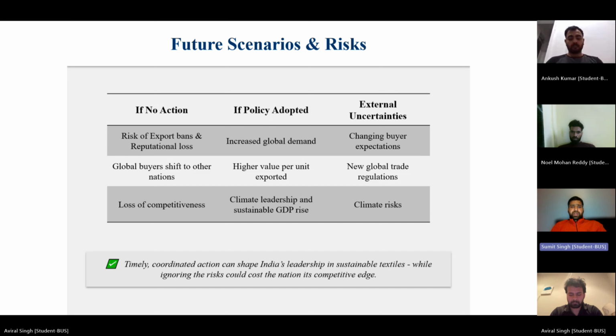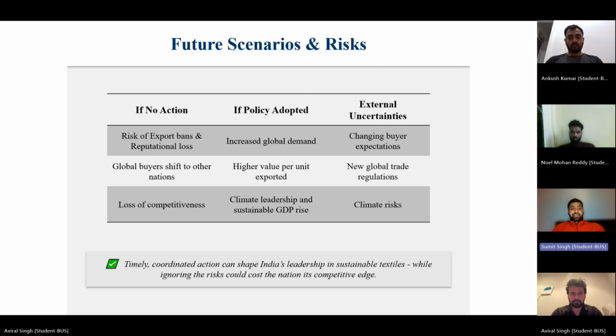New jobs would be created, not just in production, but also in clean tech, logistics, and green finance. And India could become a case study in how emerging economies transition their industries without compromising growth. This scenario offers economic resilience, environmental stability, and global recognition.